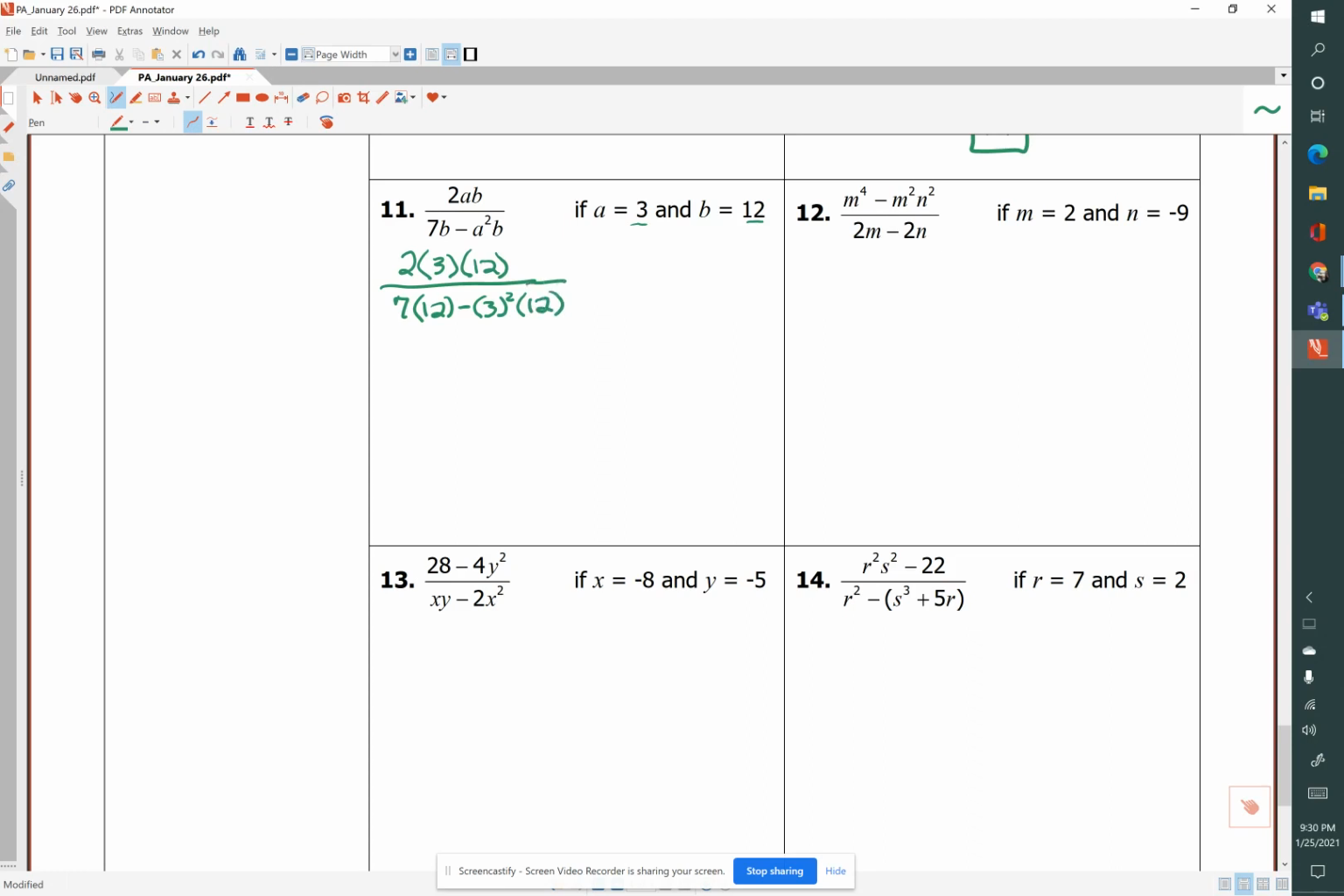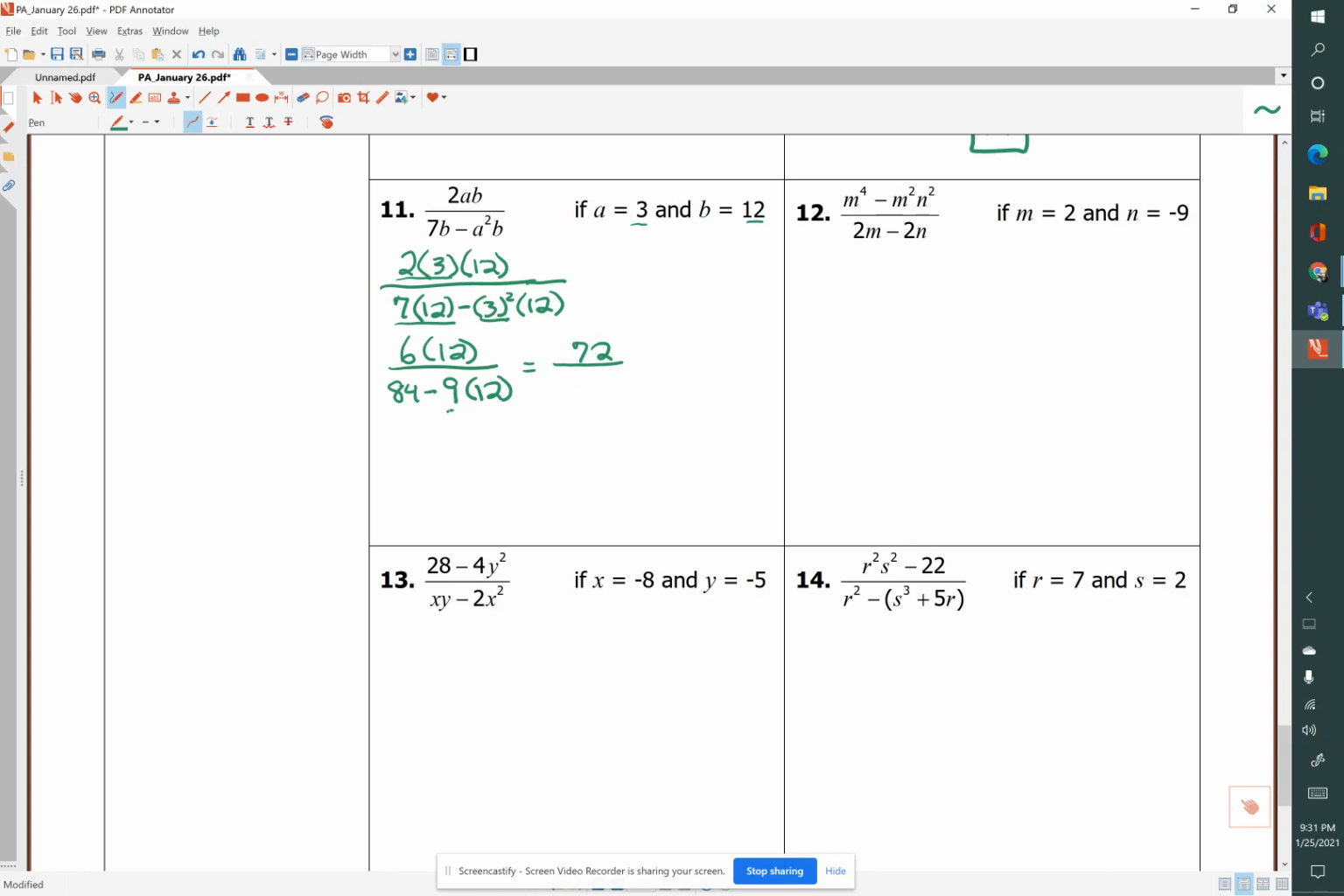All right, so let's start with the numerator. So we can multiply 2 times 3, which gives us 6 times 12. And in the denominator, we can multiply 7 times 12, which gives us 84, minus 3 times 3, which is 9, times 12. And then in the numerator, we will have 72, because 6 times 12 is 72.